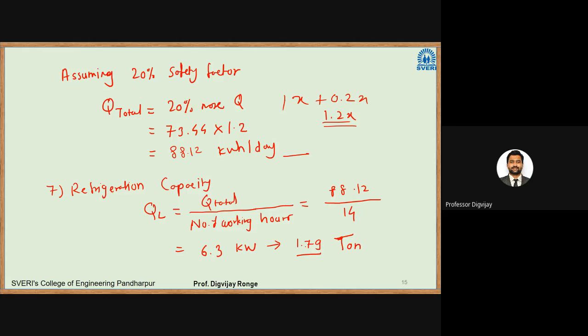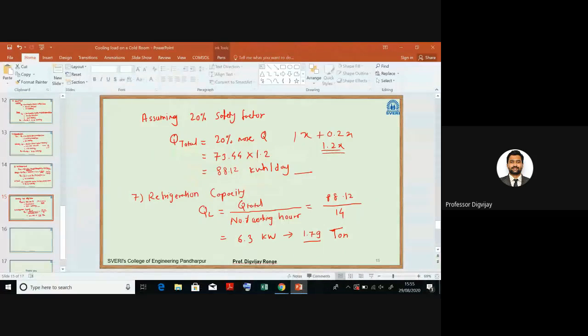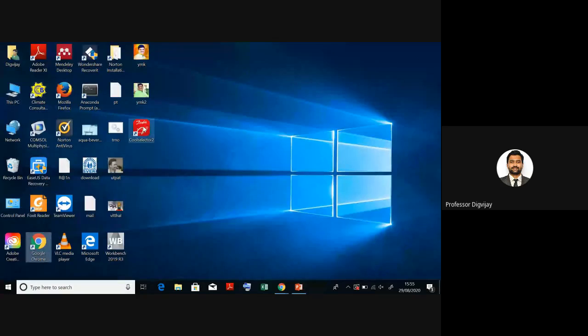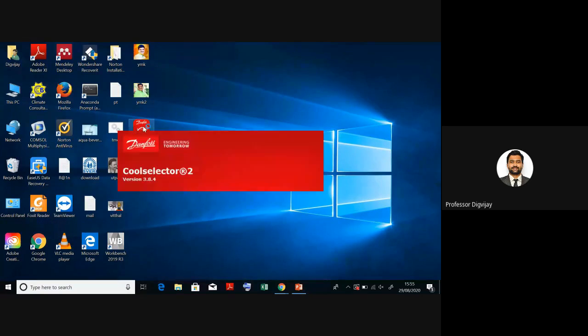Okay, so the same calculation that we have done manually, I will do with the help of a software. So Danfoss provides a software for these calculations. I will show you. So this is a software which is called Cool Selector. You can also download it. It is a free software.